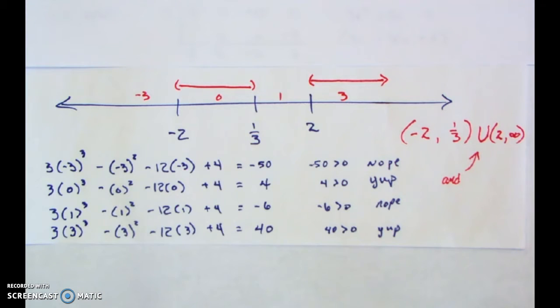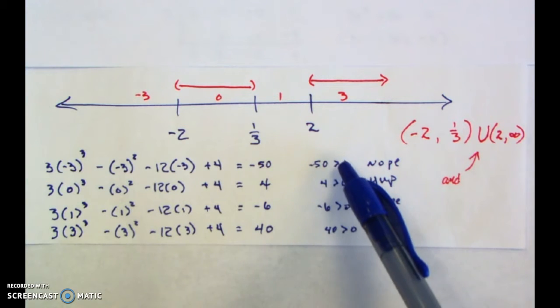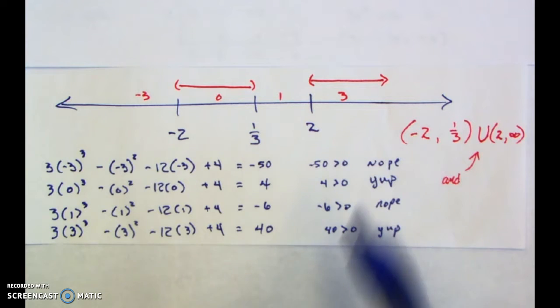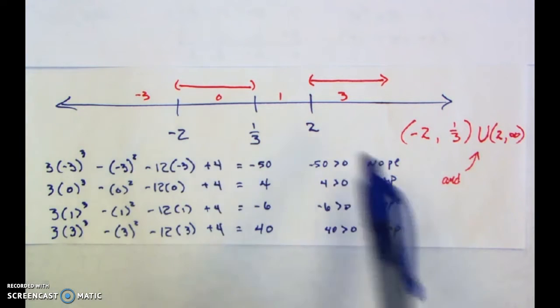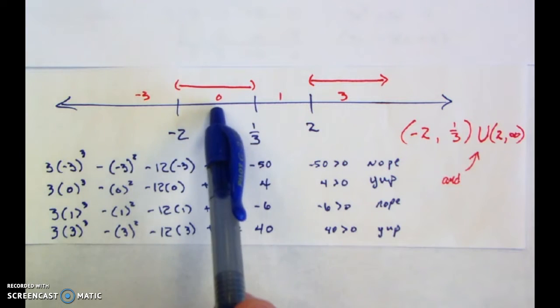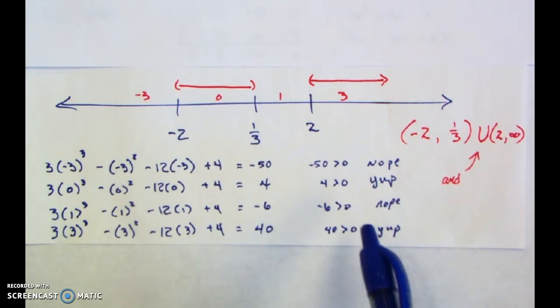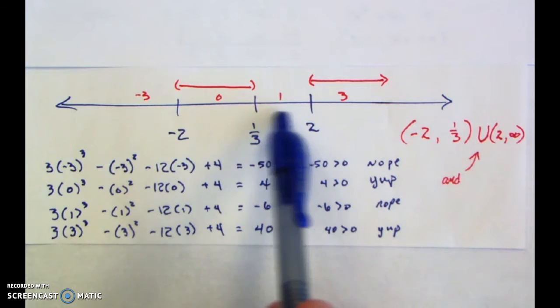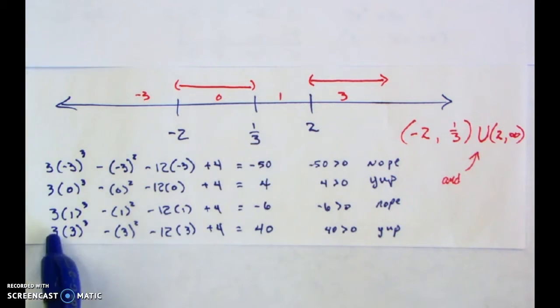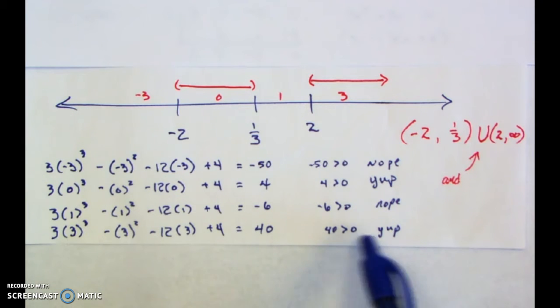So I've plugged in those values, -3, 0, 1, 3, worked this out, and we see here -50 is not greater than 0, so no, it doesn't work on that end. 4 is greater than 0, so when I plug in 0, that does work. Those give me solutions that work. -6 is not greater than 0, so those values in there do not work. When I plug in 3, 40 is greater than 0, that's true, so these values do work.